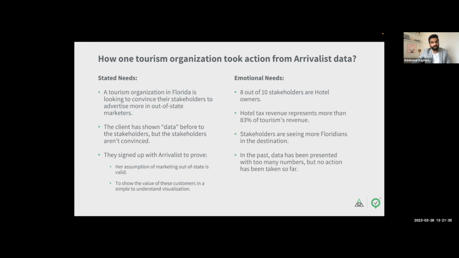Okay, so we took this particular challenge and said, we're going to make you this one slide. I'd like you to present this one slide with all the caveats and all the context that you can provide before and after, and tell me how it worked out. So what we did was we looked at people who stayed overnight in the destination and compared them to people who stayed overnight in a hotel. The reason we did that is we know that hotels evoke an emotional response in those stakeholders. 8 out of 10 are hotel owners.